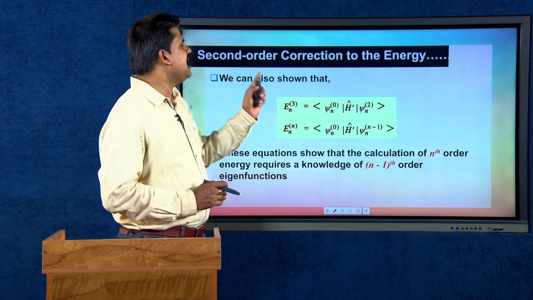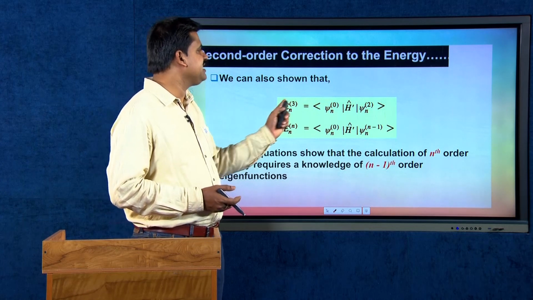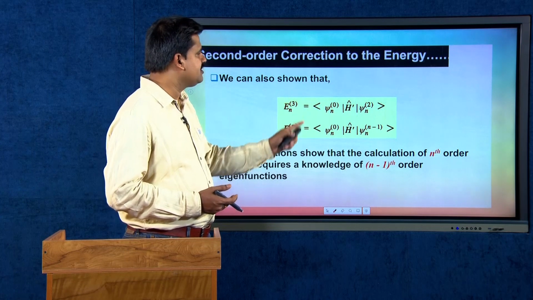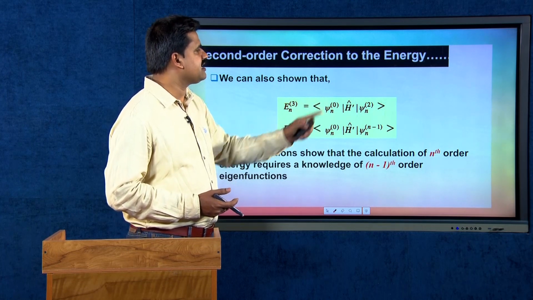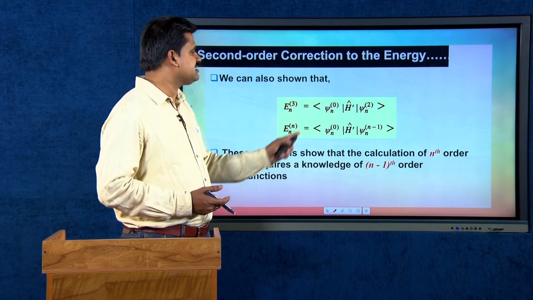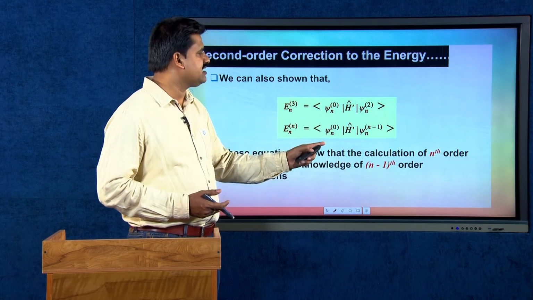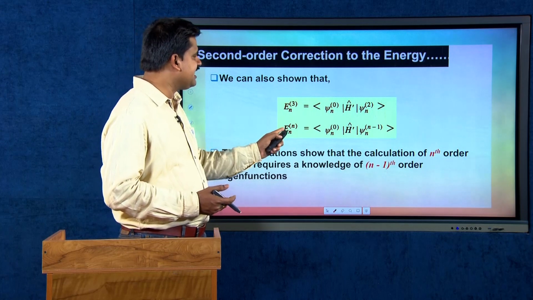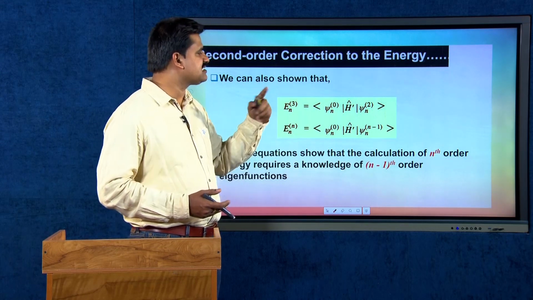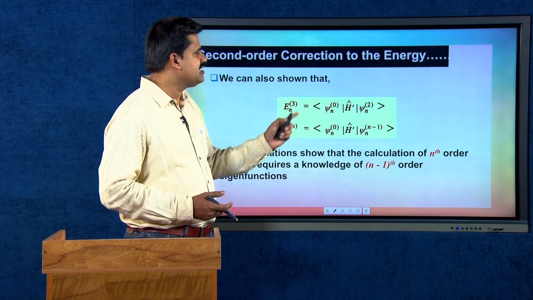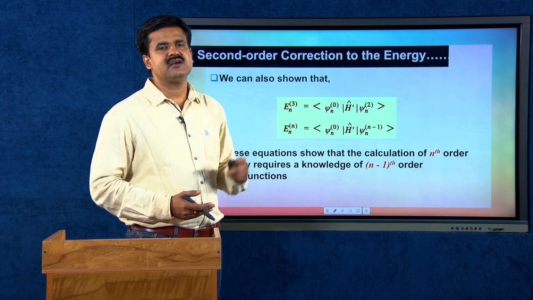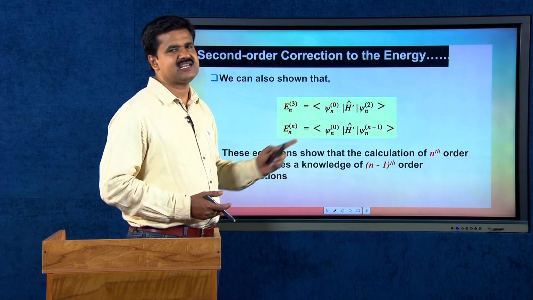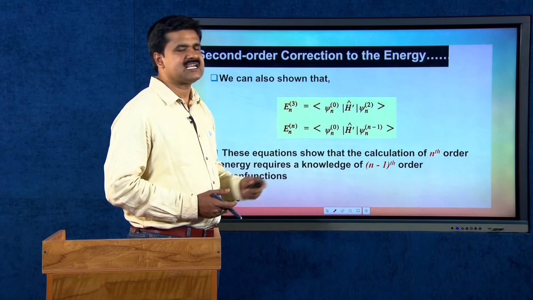Now, we can also show some other relations. E_n^(3), this stands for third order correction. That is the average of psi_n^0 H-hat' psi_n^2, and E_n^(n) is equal to <psi_n^0|H-hat'|psi_n^(n-1)>, integrated over d tau. Or E_n^(n) is equal to the integral of psi_n^0 star H-hat' psi_n^(n-1) d tau. So, this expression is given in bracket notation, or we can put it in the integral notation also.